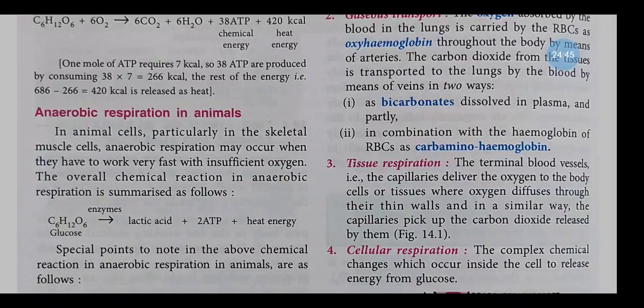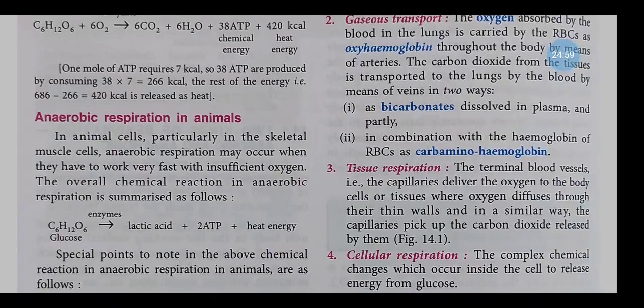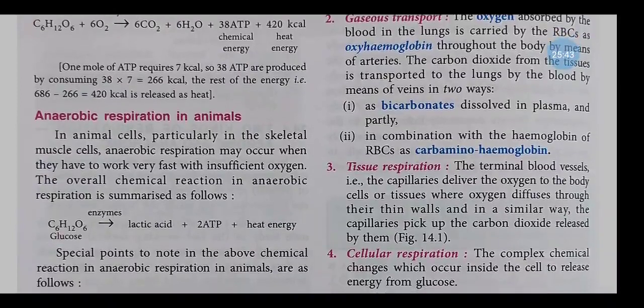Now, the fourth one is cellular respiration. Cellular respiration is a complex chemical change that occurs inside the cell to release energy from glucose. This cellular respiration takes place in your cell and a huge amount of energy is released. In cellular respiration, carbon dioxide and water are formed and energy is released. A glucose molecule reacts with oxygen and forms carbon dioxide and water molecules and releases energy. Part of the energy is converted into heat and the rest gets converted into ATP, adenosine triphosphate. That adenosine triphosphate gives the energy when required. That's why ATP is also called the currency of energy.